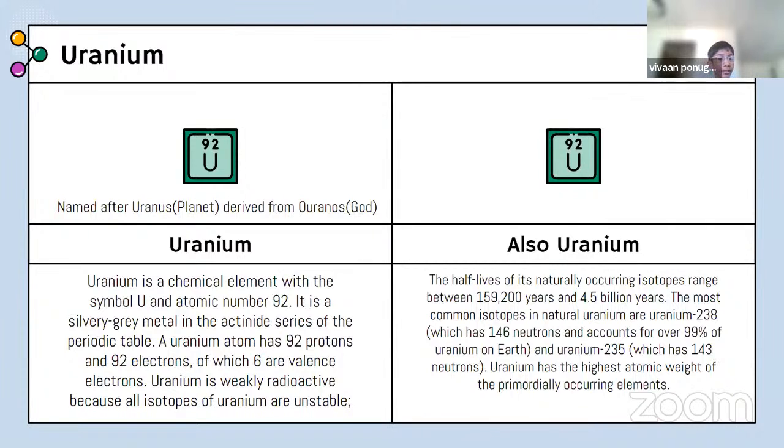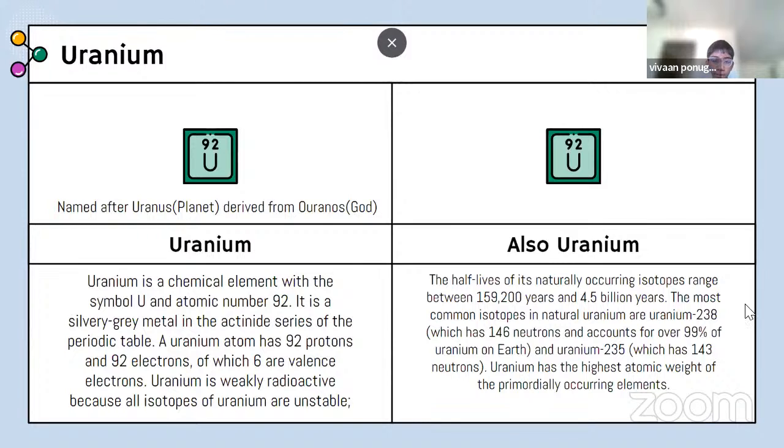A uranium atom has 92 protons, 92 electrons, 6 of which are valence electrons. Uranium is weakly radioactive because all isotopes of uranium are unstable, but everyday elements, for example iron, do not give off radiation because they're stable. The half-lives of naturally occurring isotopes range between 159,200 years, which is a geological instant, and 4.5 billion years, which is basically the span of the Earth.